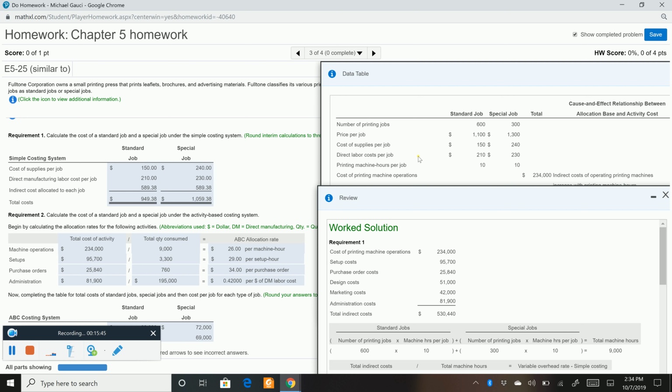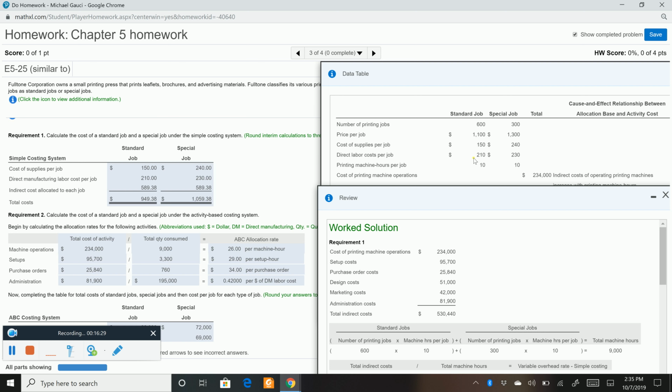Now, once again, I keep going back to the fact that there are 3 costs involved with the manufacturing process. That is, number 1, direct materials, number 2, direct labor, and number 3, indirect overhead, basically. We have our overhead, which is both direct and indirect, but the indirect piece is obviously the one that gives us the allocation headaches. So if we look at the data table given to us, we have 2 types of jobs. We have a standard job and we have a special job. So first let's figure out our simple costing system, which is requirement 1.